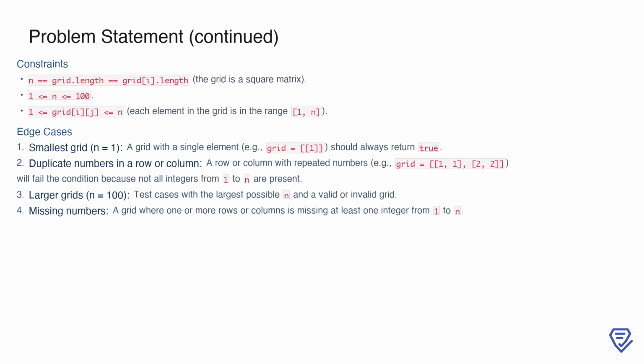Key edge cases include the smallest possible grid, such as [1], which should always return true. Another edge case is when a row or column contains duplicate numbers, which will result in a false output since some integers are missing. For larger grids, like when n equals 100, we need to efficiently verify the condition for all rows and columns. Finally, grids with missing numbers in any row or column will also fail the condition. These constraints and edge cases are critical to consider when designing a solution for this problem.